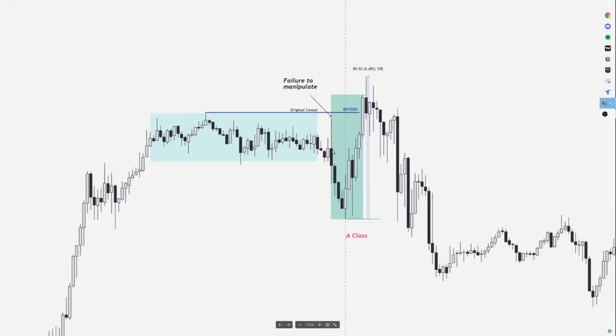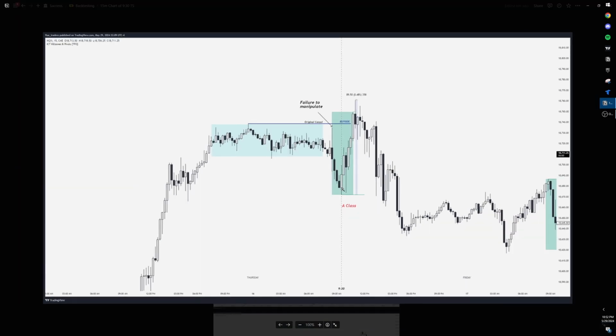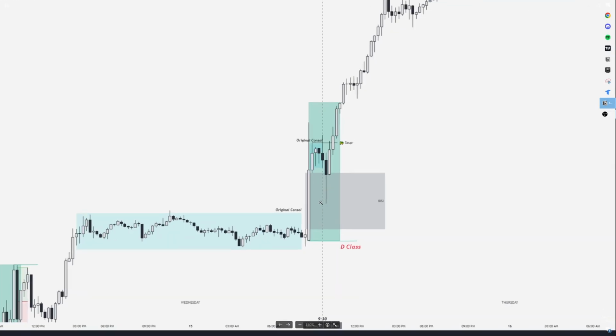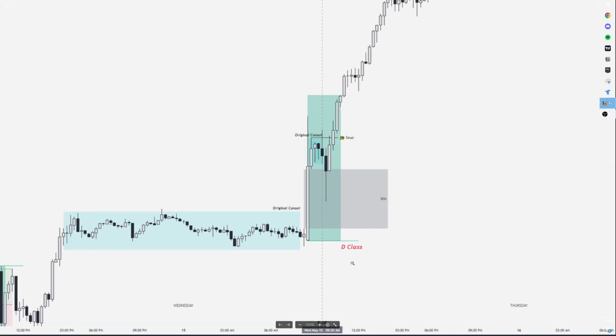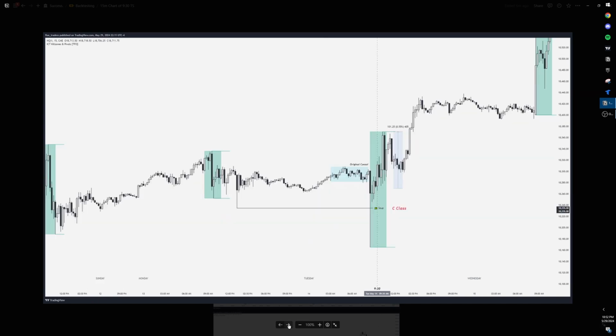And notice also how the 8:30 news here failed to manipulate the original consolidation high. So it fails to manipulate the relative equal buy side as target, turtle soup on 9:30, and trades all the way back up. So you'll see that the A and B class are normally the easiest ones to find. Here, original consolidation fails to manipulate. This is a difficult one too, but D class where it stops at 9:45. I'll find a good D class.